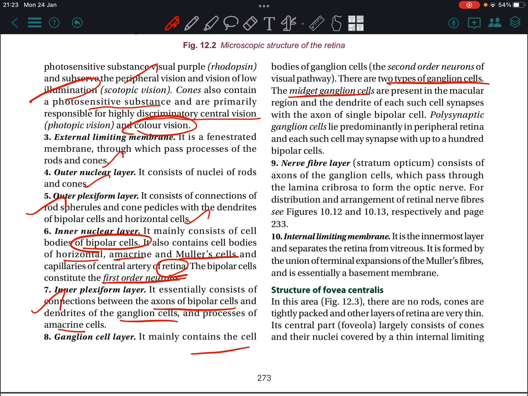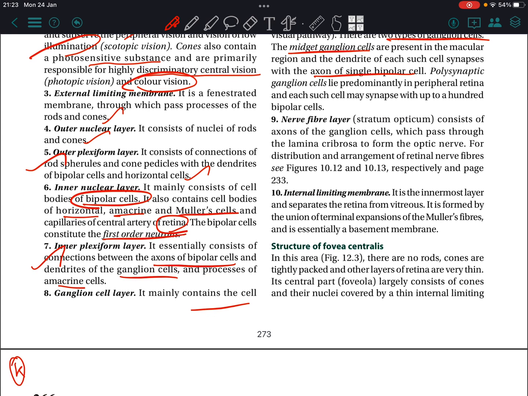Midget ganglion cells are present in the macular region, and the dendrite of each such cell synapses with the axon of a single bipolar cell. Polysynaptic ganglion cells lie predominantly in the peripheral retina. Each such cell may synapse with 100 bipolar cells.